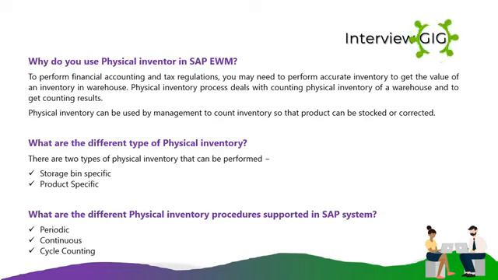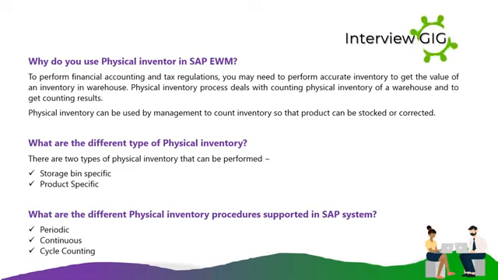Why do you use physical inventory in SAP EWM? To perform financial accounting and meet tax regulations, you may need to perform accurate inventory to get the value of the inventory in the warehouse. The physical inventory process deals with counting the physical inventory of a warehouse and getting counting results. Physical inventory can be used by management to count inventory so that product can be stocked or corrected.